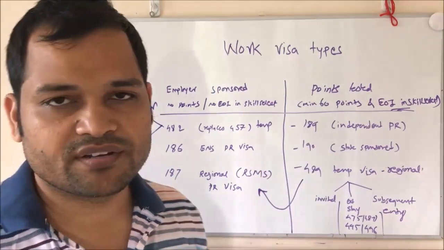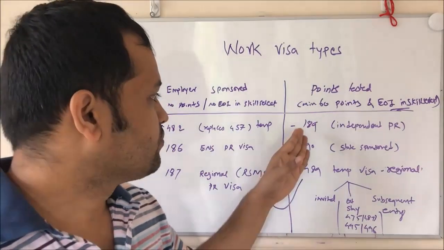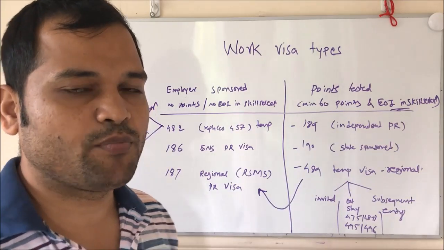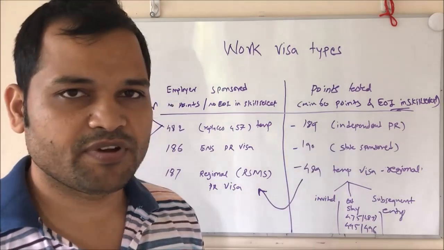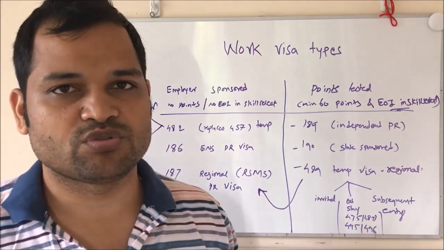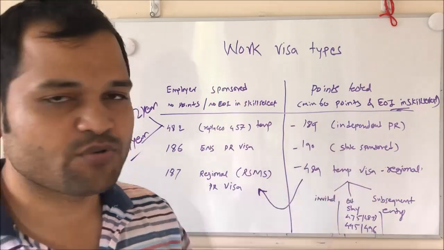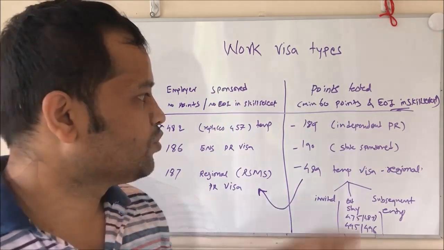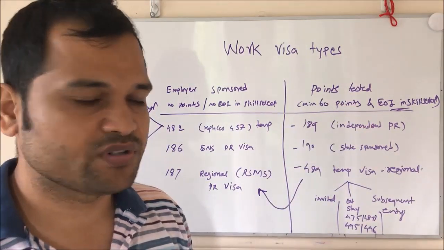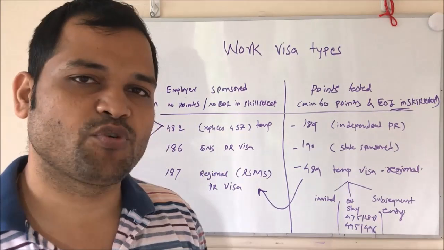Now let us take a look at the points tested visas in detail. First is 189. 189 is an independent PR visa, and it is very popular. Then 190. The difference between 189 and 190 is that for 190 you need state sponsorship. Remember that employer sponsorship is a different thing and state sponsorship is a different thing. To apply for any of these visas, you will have to get a minimum of 60 points as per the points table, and also get the expression of interest lodged in the SkillSelect program.